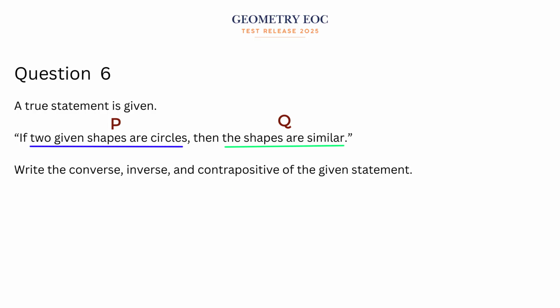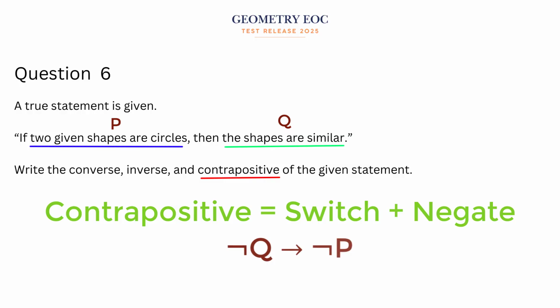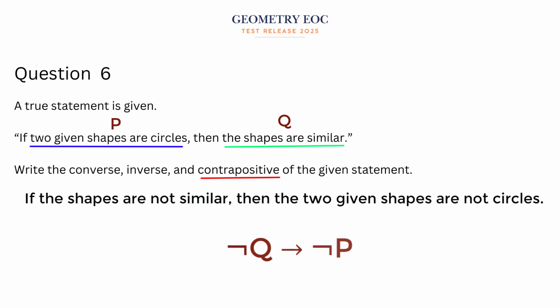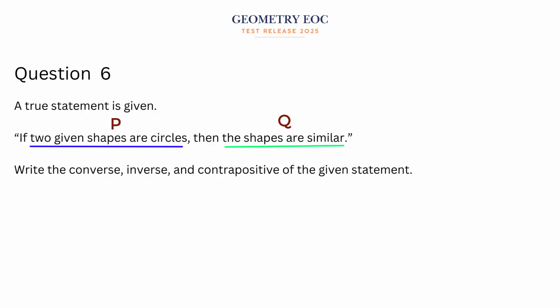Finally, the contrapositive. This is the most important one. Contrapositive means switch and negate. So first switch P and Q, then negate both. That gives us, if the shapes are not similar, then the two given shapes are not circles. Symbolically, not Q implies not P. Switch plus negate.